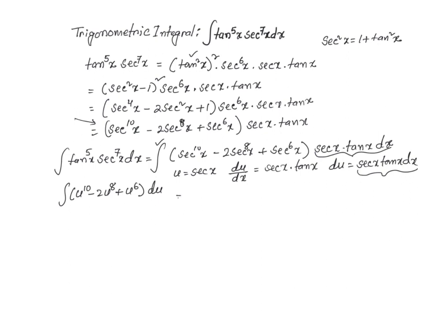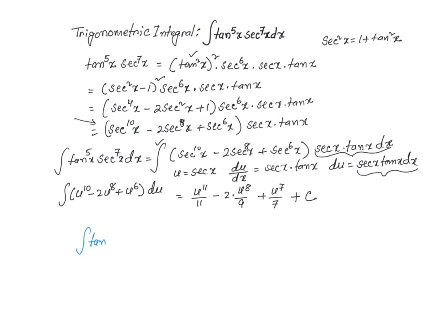If I do the simplification, it's going to be u to the power 11 over 11 minus 2 times u to the power 9 over 9 plus u to the power 7 over 7 plus some arbitrary constant c. Now I can go ahead and simplify it and plug in the secant of x for u.